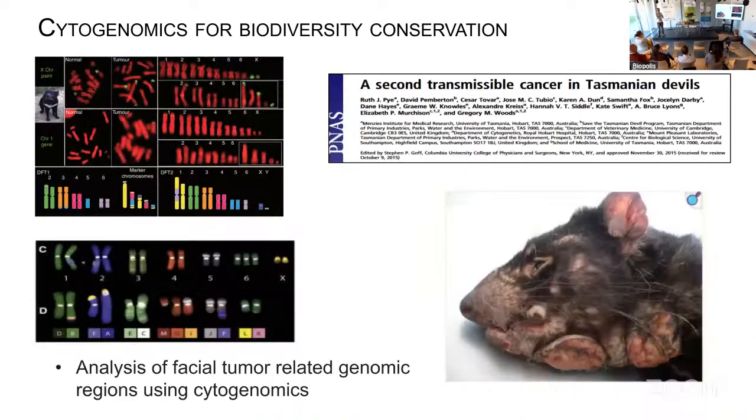Again, this is the infamous devil facial tumor disease in the Tasmanian devil, and by the use of a cytogenomic approach, authors here managed to identify the genomic region involved in this disease, and also that they were linked to sex chromosomes. So again, cytogenomics here was pretty useful for the conservation of the species in this sense.